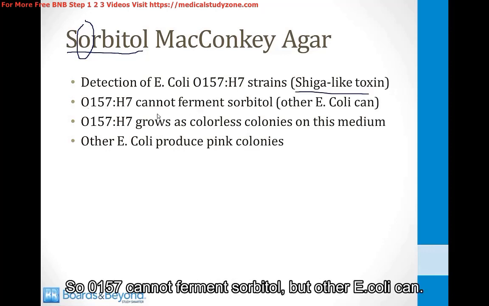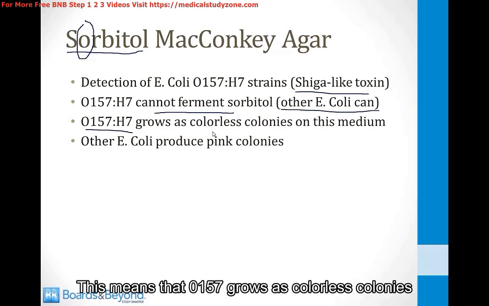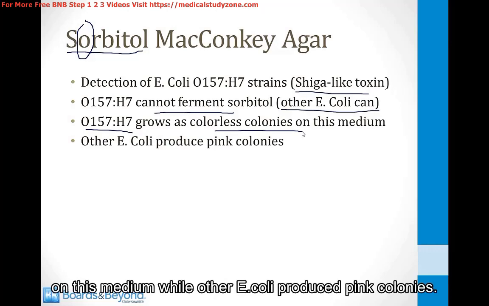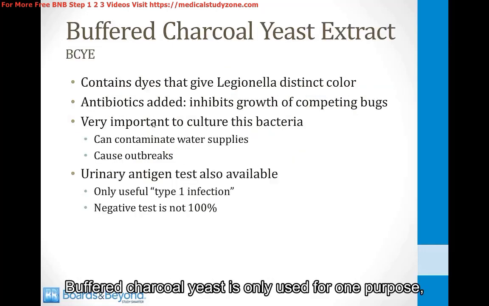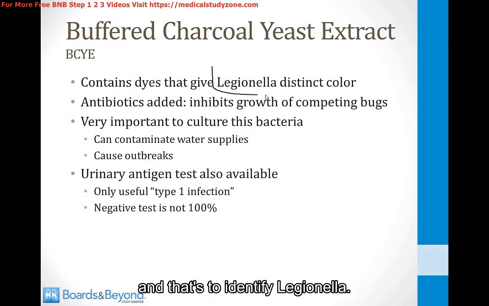So O157 cannot ferment sorbitol, but other E. coli can. This means that O157 grows as colorless colonies on this medium, while other E. coli produce pink colonies. Buffered charcoal yeast is only used for one purpose, and that's to identify Legionella.